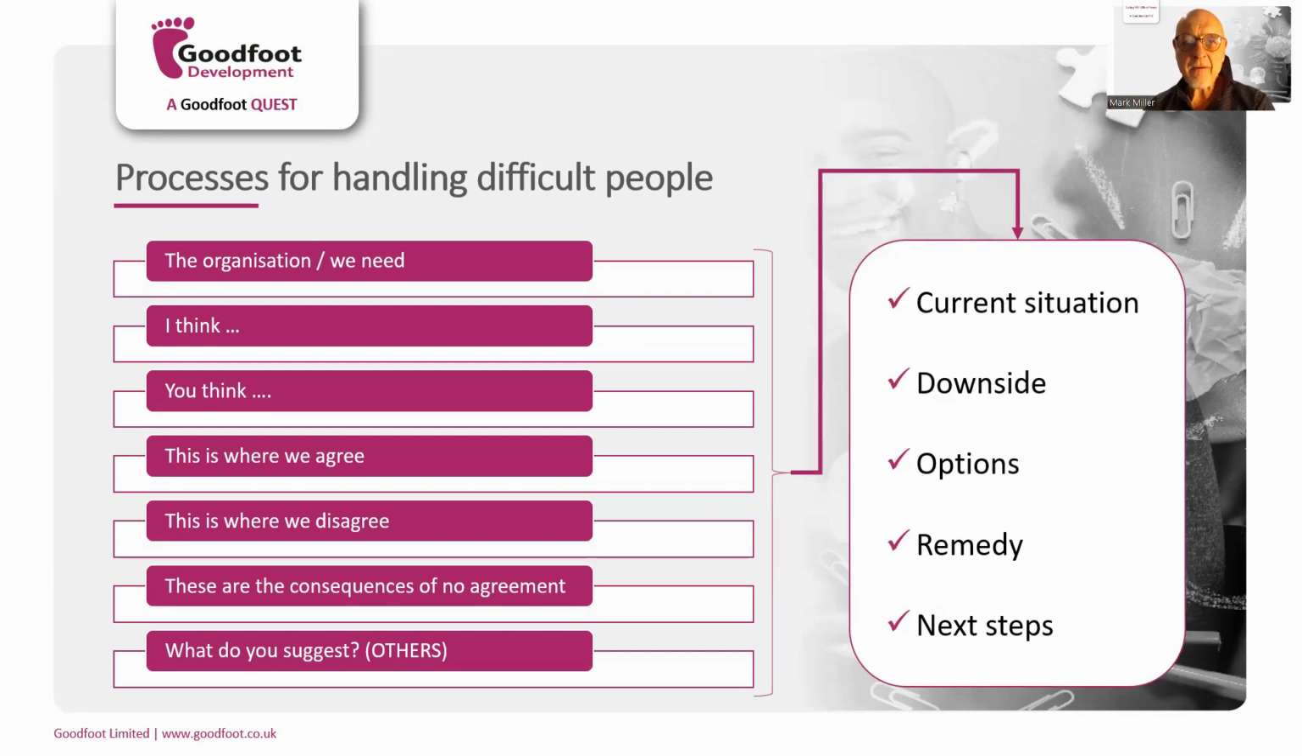Now, these 5 steps are key for any good decision. What is currently happening? Let's agree that. What are the problems as a result? Let's agree those. What are the options we've got? What choice do we make? What remedy do we invoke? And what is the plan? Now, we would all agree that these 5 steps are essential.